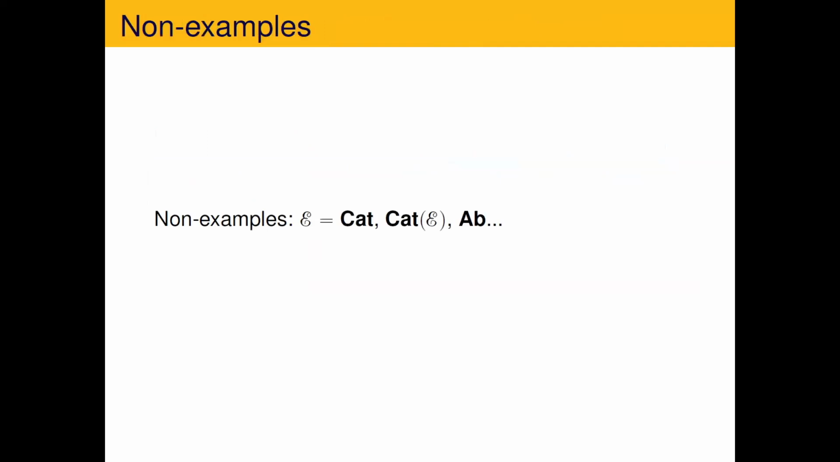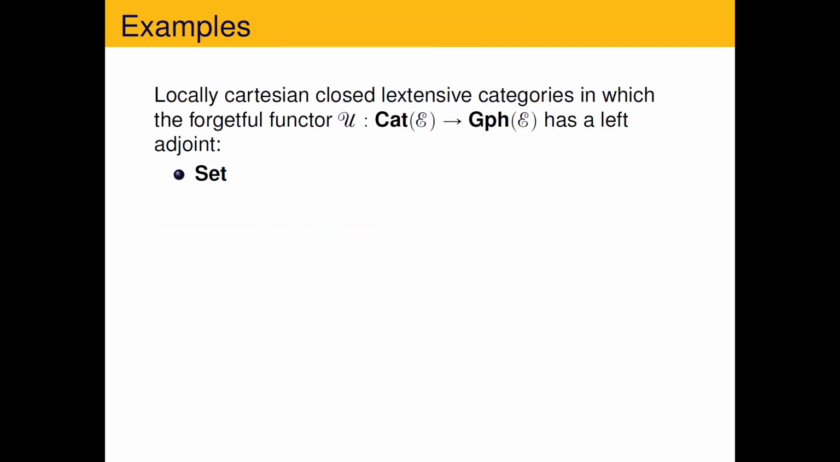Okay, so I'm going to talk about some examples, but first I'll talk about some non-examples. So we can't apply this for E equals Cat, or for internal categories, or for abelian groups, because these categories are not locally Cartesian closed. And we really need local Cartesian closure in order to be able to define pi types. Okay, so now some examples, assuming all of the pseudo middles. If we take E equals Set, this satisfies the conditions and gives a kind of algebraic version of Hofmann and Streicher's groupoid model of Martin-Löf type theory.